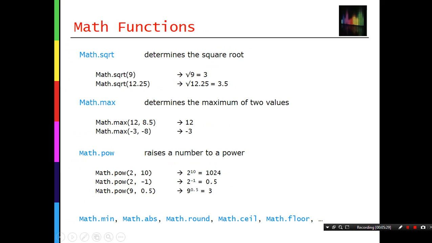Other math functions are Math.sqrt, which is SQRT. It just gives us the result of a square root. Again, Math.max, we pass in two numbers, and that gives us the maximum of those two values. Math.pow raises a number to a power. So for example, if we want 2 to the 10th, we put in 2 as the first parameter, 10 as the second parameter. Other ones are Math.min, Math.abs, Math.round, Math.ceil, Math.floor.